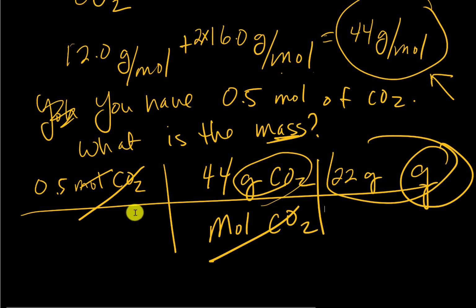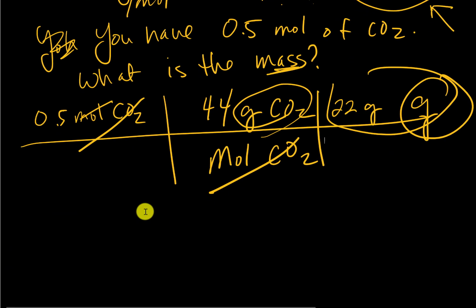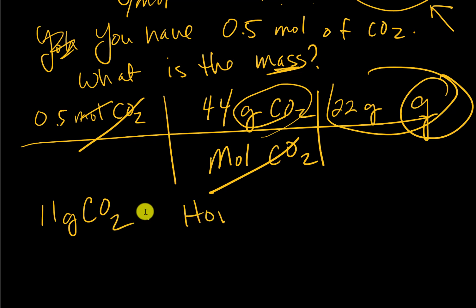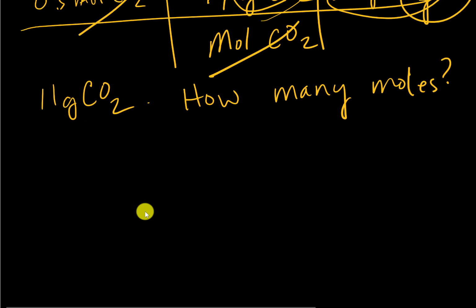We could work this out for any number of problems. We could say 0.25 moles, we could say 10 moles, any of those things would be fine, and we could figure out how many grams that represents. We could also go the other way around. Let's say we have 11 grams of CO2, and we ask, how many moles do we have? And that's a pretty simple problem.